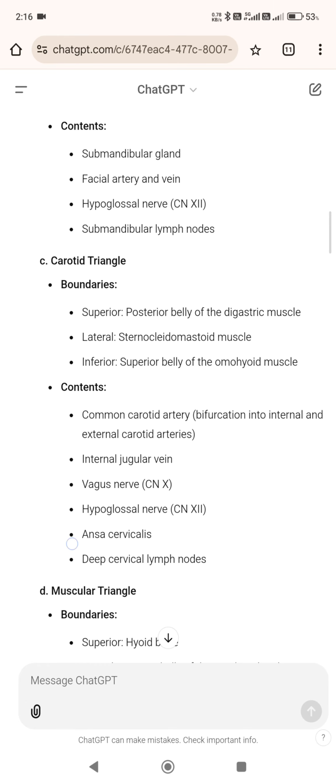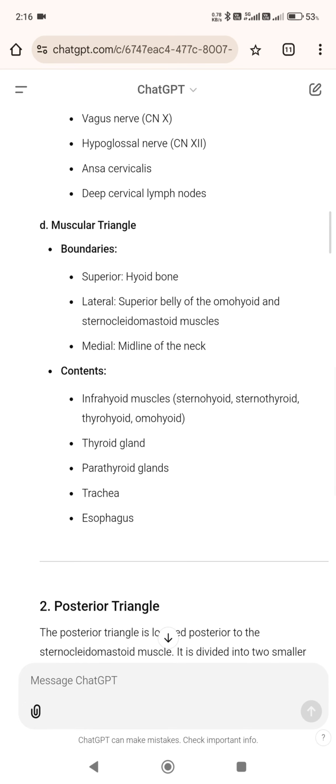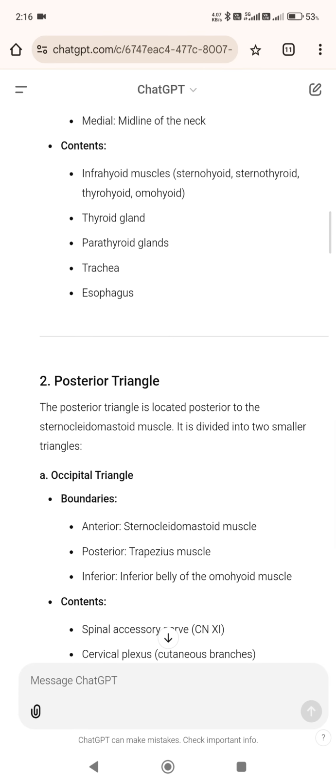D. Muscular triangle. Boundaries: superior, hyoid bone; lateral, superior belly of the omohyoid and sternocleidomastoid muscles; medial, midline of the neck. Contents: infrahyoid muscles, sternohyoid, sternothyroid, thyrohyoid, omohyoid; thyroid gland; parathyroid glands; trachea, esophagus.